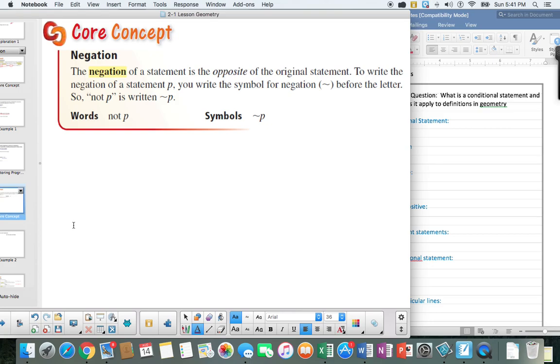All right, let's talk about negation. Negation of a statement is the opposite of the original statement. So in your notes, take a while to put the definition of a negation. Also, take a minute to write it in symbols, in words, and then this is the symbol. So this little squiggly is pronounced not.